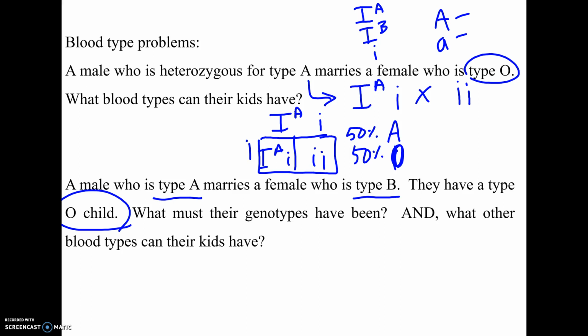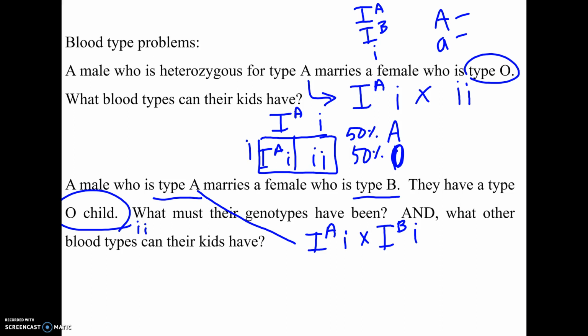All right. So the fact that they have a type O child, you can't solve the problem without knowing that information. The reason they tell you that is so you would know that the guy, even though he's type A, must be IA little i. He must be heterozygous. And the wife must also be heterozygous. Otherwise, there's no way they could have had a child who was little i, little i. So that's the reason they tell you the child. A lot of these, as I've said before, are kind of like logic problems.